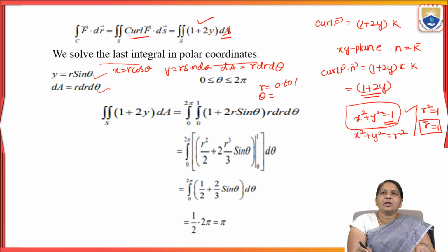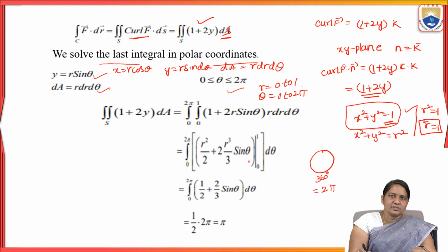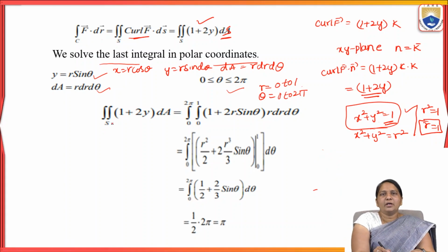Now I am taking the theta limits. How can I take the theta limits? In the circle I am going to consider the complete circle. Complete circle means 360 degrees, so I can write this as 2 pi. So theta limits are 0 to 2 pi and r limits are 0 to 1. Now I can solve this integral using the r and theta limits. Now I am writing double integral over S of 1 plus 2y into dA, with theta limits 0 to 2 pi and r limits 0 to 1.